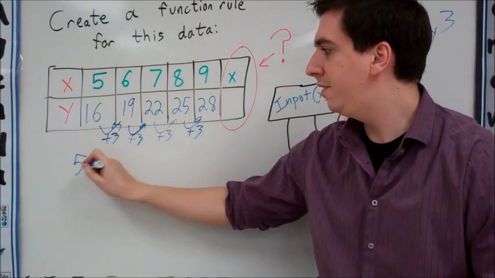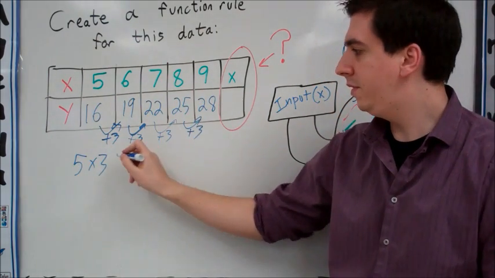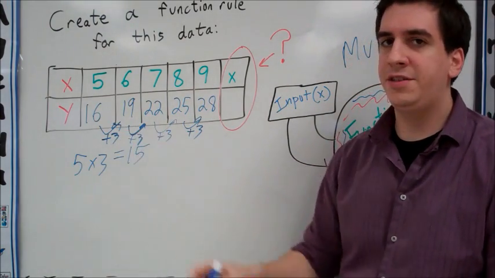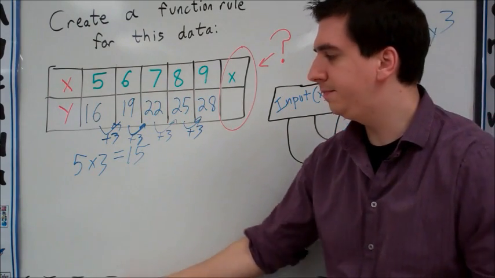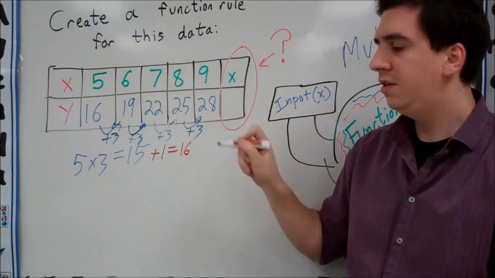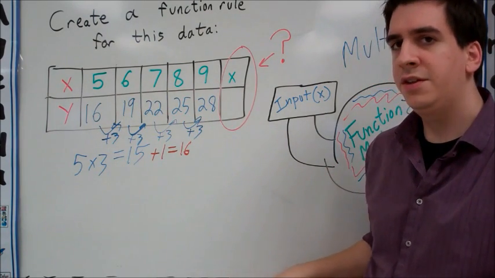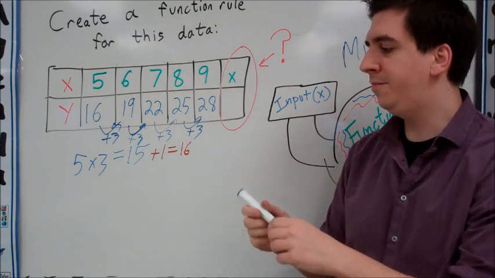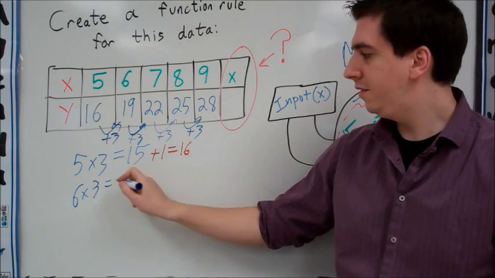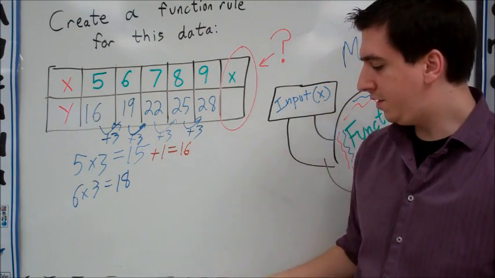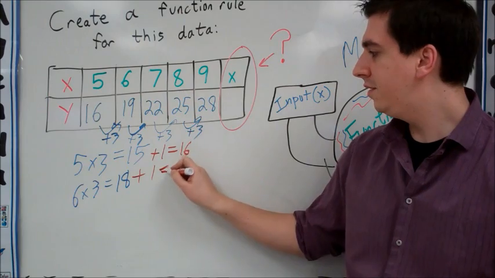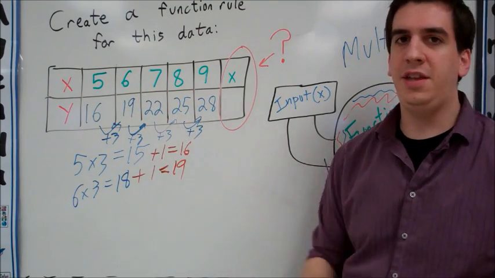Let's see, 5 times 3 is 15, but we need 16. What should we do to get to 16 then? We should add 1. 15 plus 1 is 16. Let's see if this rule works for the rest of our inputs. 6 times 3 is 18. Let's add 1 to that, just like we did with our 5. 18 plus 1 is 19. So 6 to 19, that one worked.